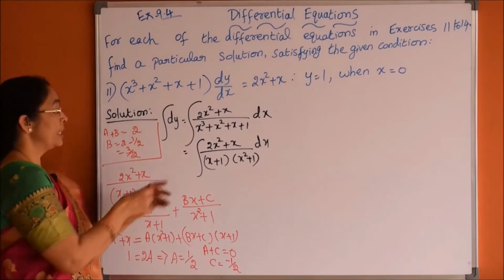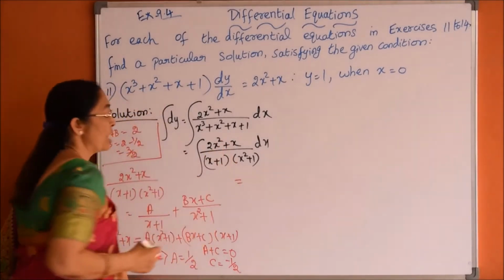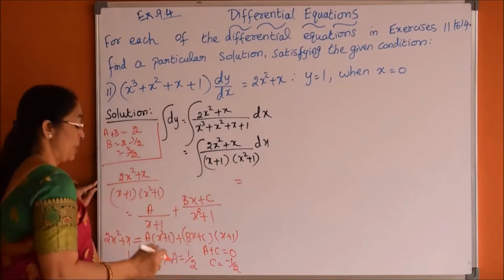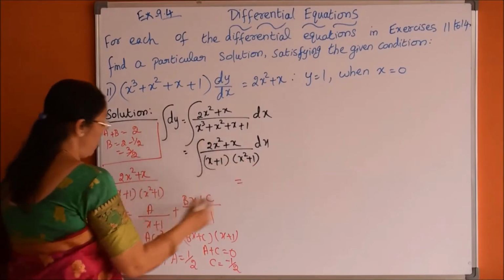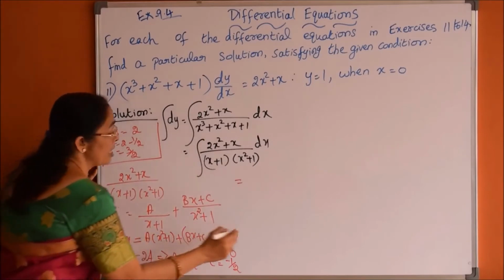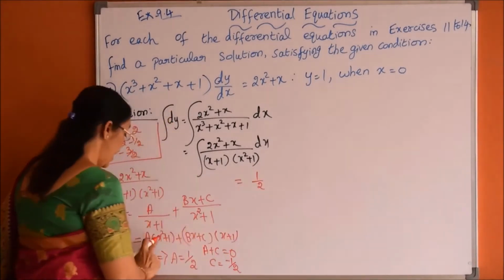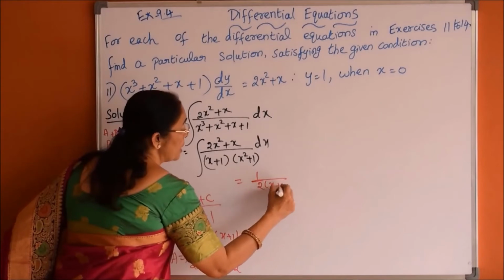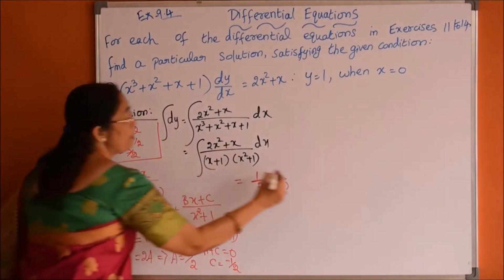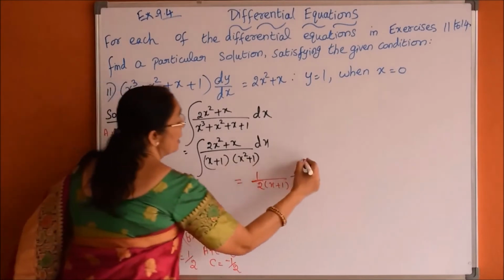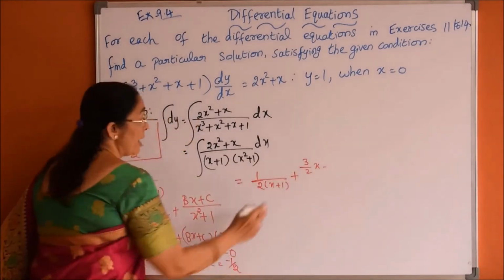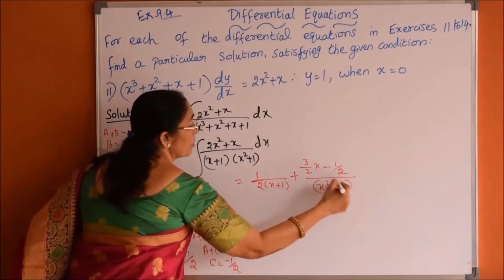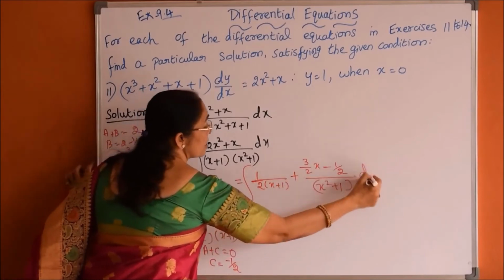So now this integration can be written, by partial fraction we separated the fraction. So a by x plus 1, which is nothing but half of x plus 1. A value is half, so 1 by 2 into x plus 1 is the first term, plus bx plus c: b value is 3 by 2, so 3 by 2 x plus c value minus half, divided by x square plus 1. This is integration dx.